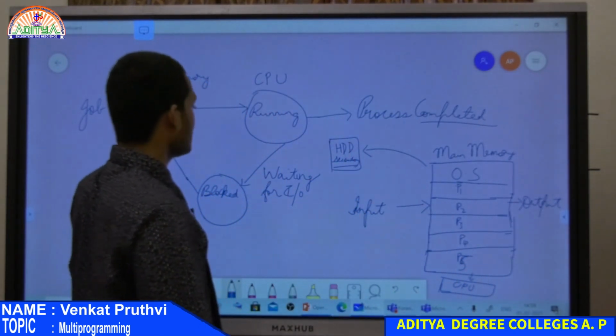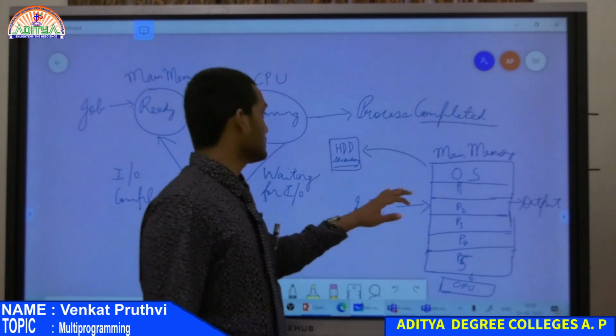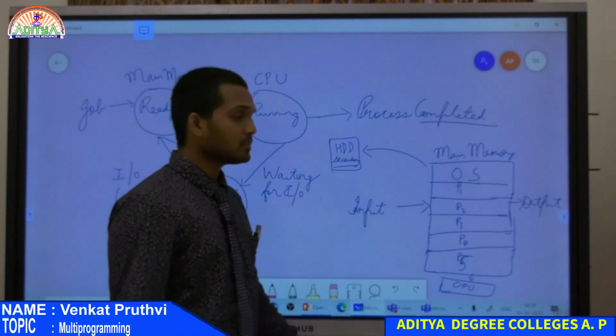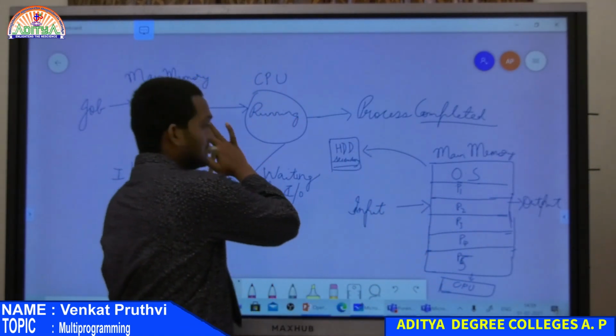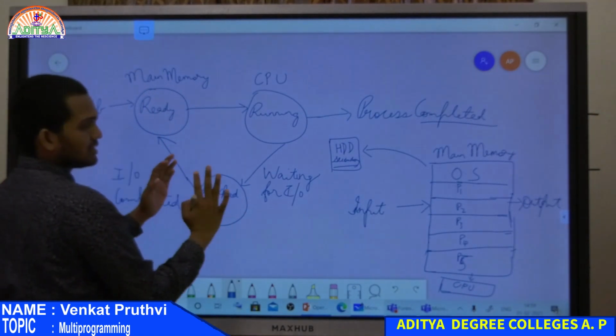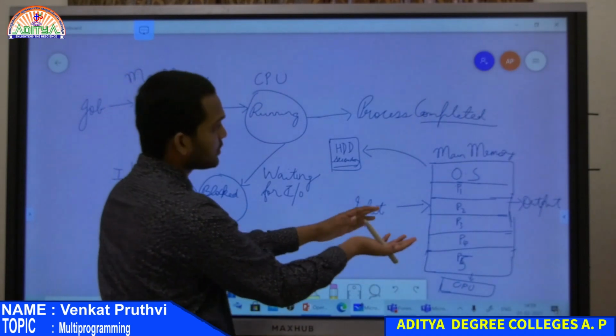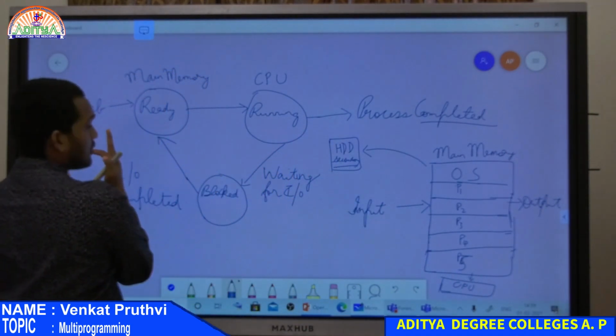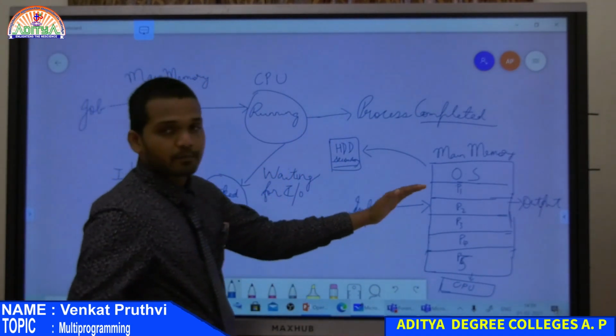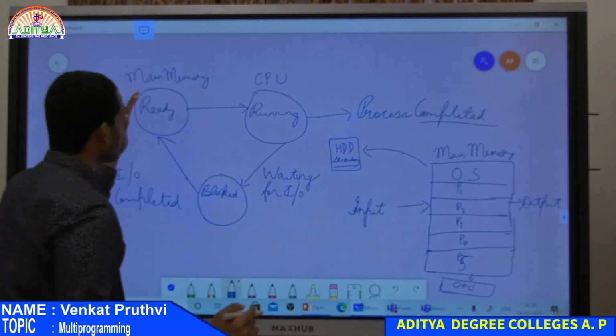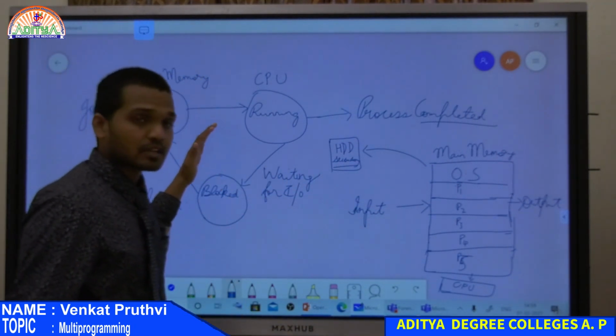So what is happening when P1 is fetching for an input output operation? Let's go back to this scenario. This and this are same. I just drew that because you should understand both, like this is what is happening here, the same thing. Now we have a job. What is the job? P1 is our job. Now where is it going? Where is it going into the ready state?